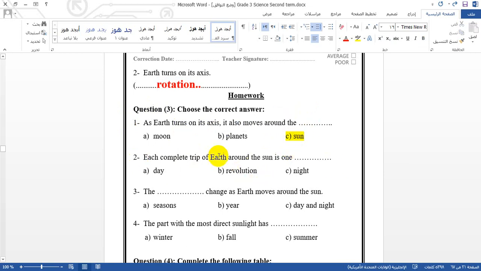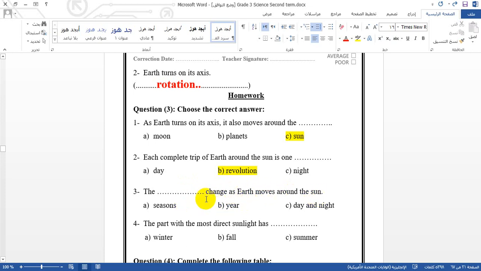Number 2: each complete trip of Earth around the Sun is one exactly what? Is it one day, one revolution, or one night? What is the correct answer? Revolution. Okay guys, so the correct answer is revolution. Number 3: the change as Earth moves around the Sun.